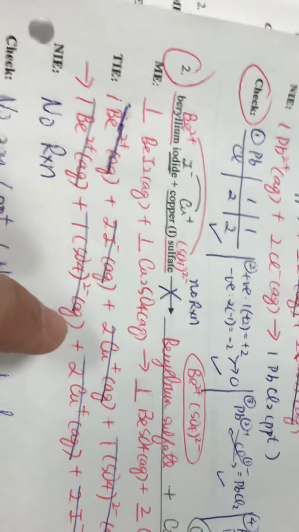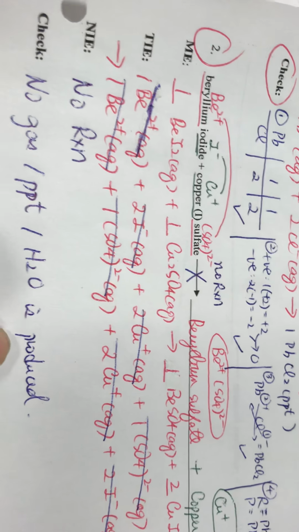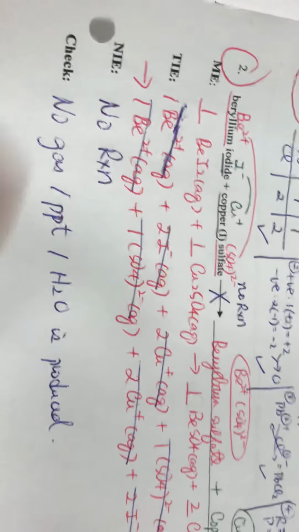So after I cancel everything, actually I have nothing left over. So then my net ionic, you can just write no reaction. So that's why I write here, I write no reaction. And then the check for why there's no reaction is because you can just write no gas, no PPT, no water is produced. So that's why everything is canceled.